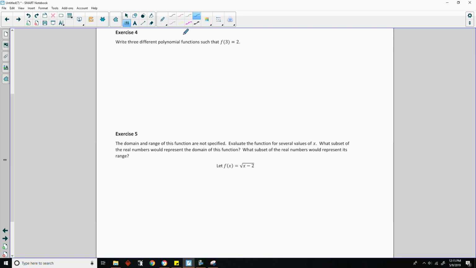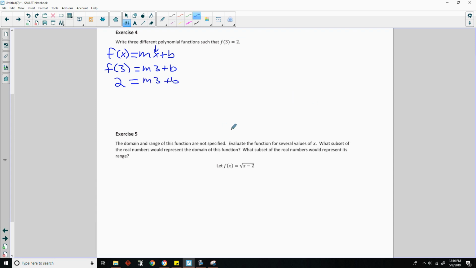Okay, exercise 4 is going to be a little tricky. It says write 3 different polynomial functions such that f of 3 equals 2. Well, if I wanted my equation to be linear, let's start with a linear equation, f of x equals mx plus b. We want f of 3, in other words, we want x to be 3. So that would mean some m times 3 plus some value b has to equal 2. So I will replace f of 3 with 2, because f of 3 equals 2. I want 2 to equal m times 3 plus b.